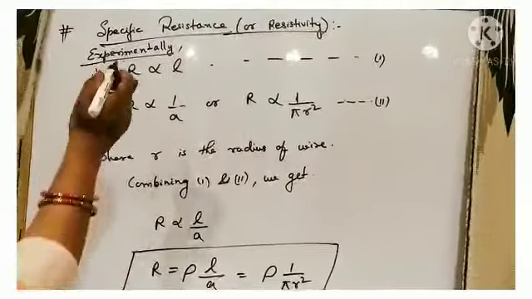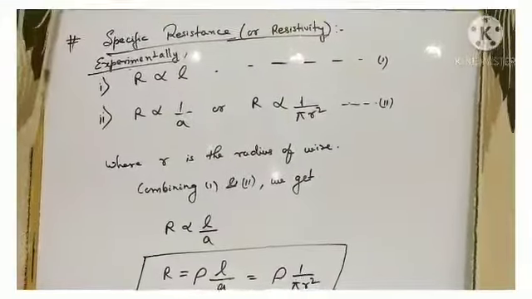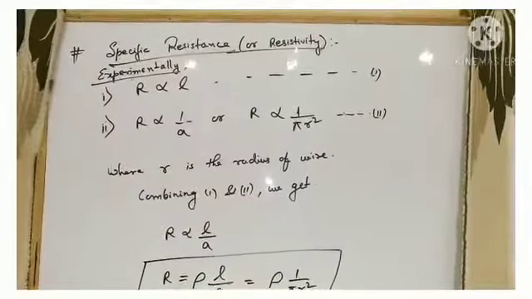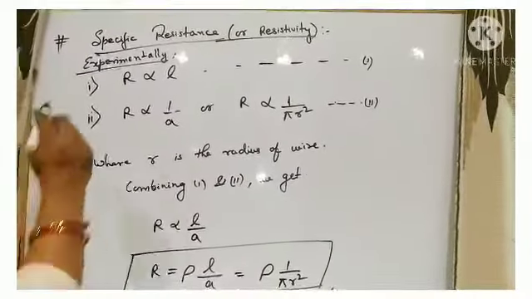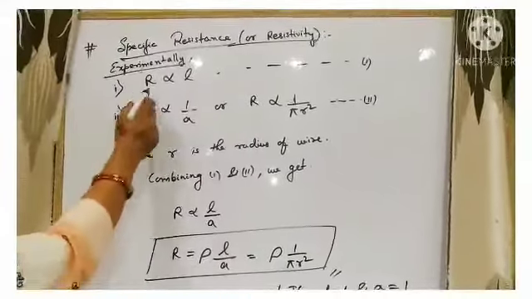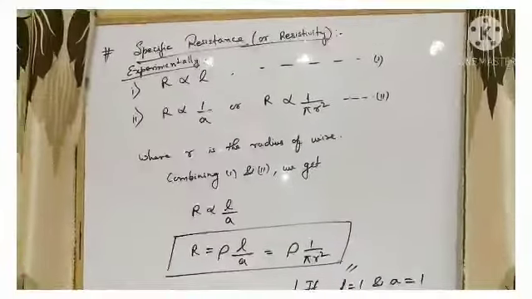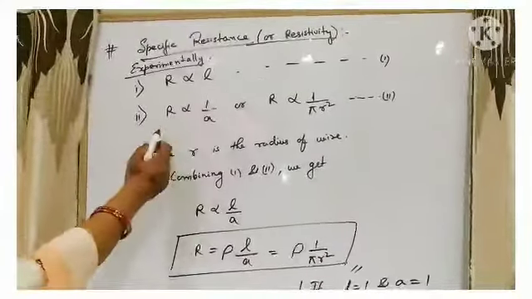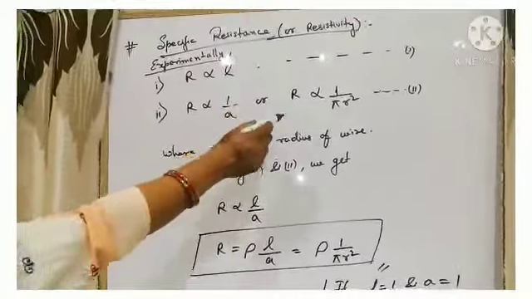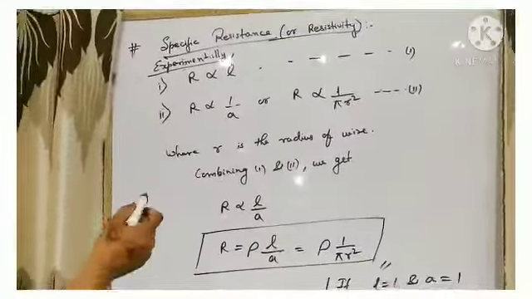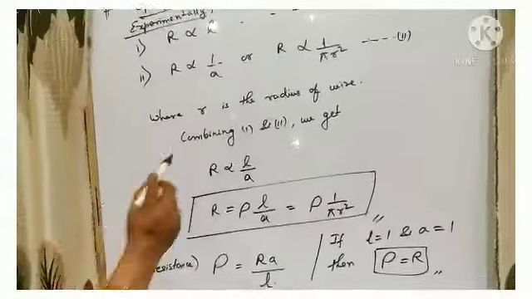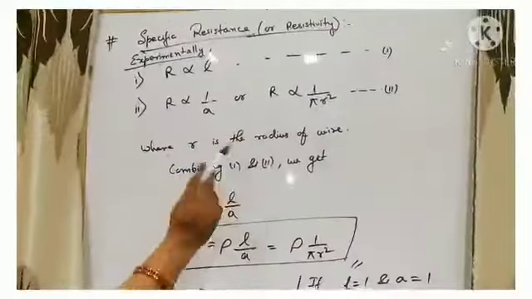Now, specific resistance or resistivity. Experimentally, we know that R is directly proportional to L. Mark it as equation number 1. And R is inversely proportional to area, or we can also write pi r square. Mark it as equation number 2. Here small r is the radius of the wire.